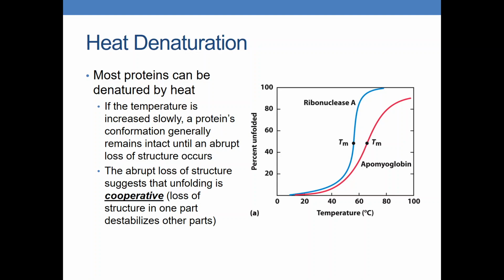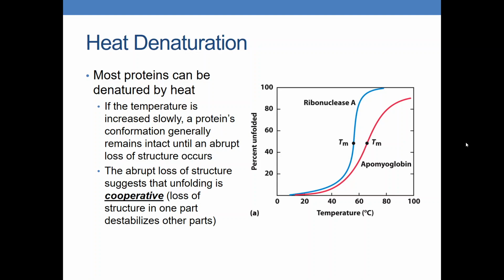Now, the Tm for proteins are going to be case specific. So you'll see here two examples, ribonuclease A and apomyoglobin. They have two different Tms. The Tm for apomyoglobin is higher than for ribonuclease A. So from that, I can infer if my Tm is higher, my protein structure is actually more stable. It takes more temperature, more heat to disrupt my structure. So I can say, based on Tms, that apomyoglobin is more stable than ribonuclease A.